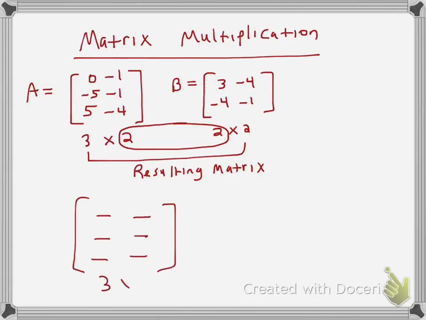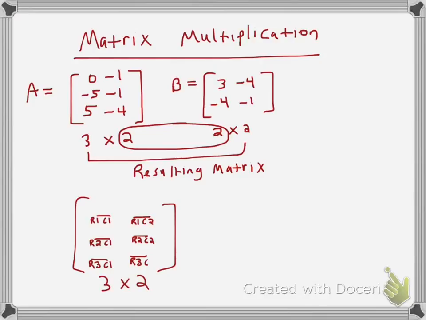Alright, so what I'm going to do now is draw my 3 by 2 resulting matrix. And I'm going to start to identify each of those individual elements. So row 1, column 1, row 1, column 2, and so forth. Now the reason I'm going to do that is because it's actually telling me what row in matrix A and what column in matrix B I'm going to multiply with.